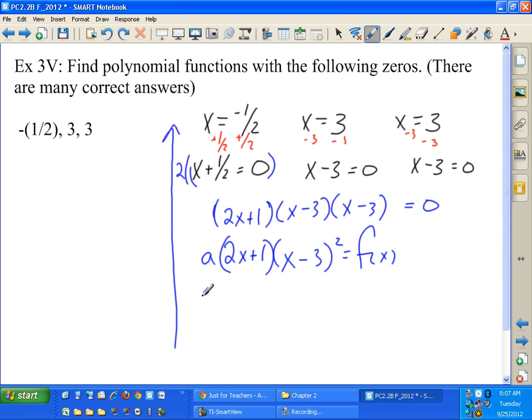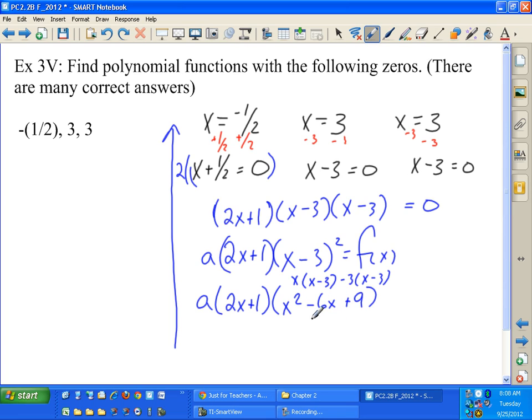And so I have 2x plus 1, and I'm going to multiply out x minus 3 times x minus 3. Remember that you have to distribute, so I'm going to take x times x minus 3, and then -3 times x minus 3. That's really my way of multiplying these guys together. By multiplying that out, I get x squared minus 6x plus 9, combining my like terms, and that still equals f of x.